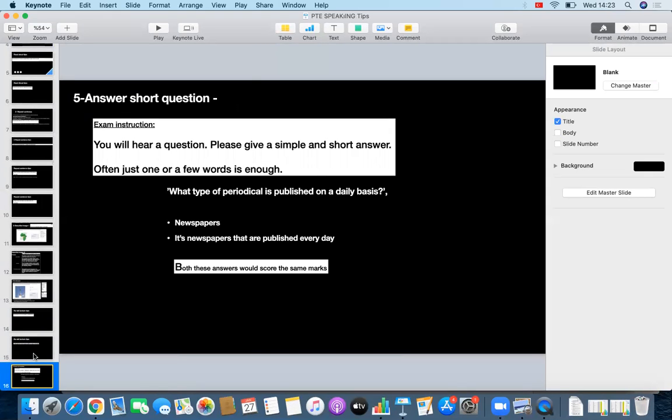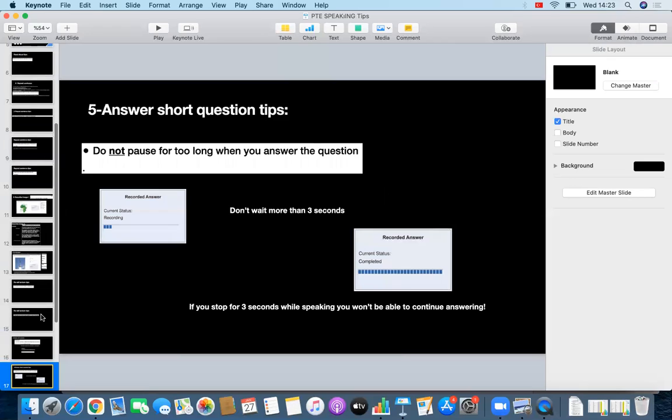And the final part is answer short question. Here is the exam instruction. You will hear a question. Please give a simple and short answer. Often just one or few words is enough. So when you hear a question like this, a single word answer is enough. A longer one scores the same. So just give a short, clear answer. That's enough. That's a good tip.